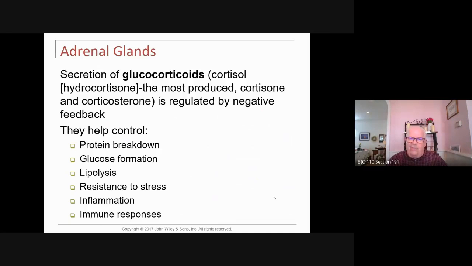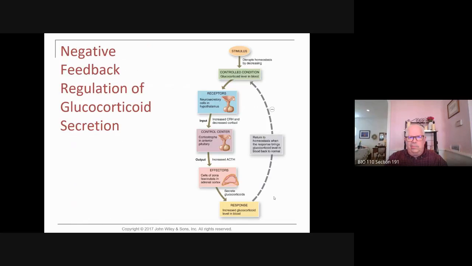This is why when you have an allergic reaction and you have a rash and you're inflamed, we give you not only Benadryl, which is antihistamine, we also give you steroids, and the steroids we give you is cortisol, hydrocortisone, to decrease the inflammatory response, to decrease your immune response. That's what glucocorticoids do. Okay? That's what they do.